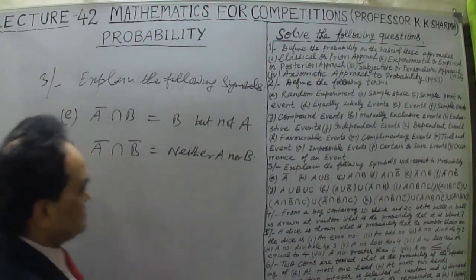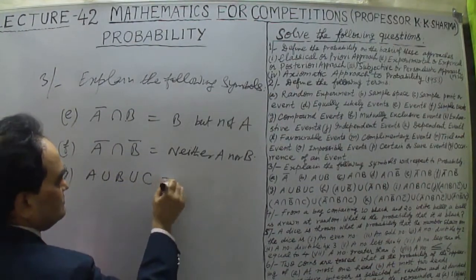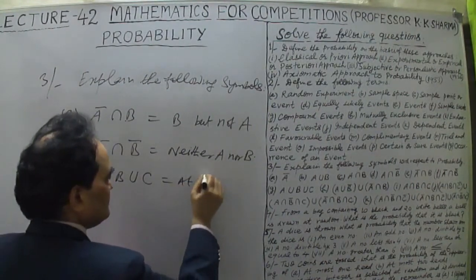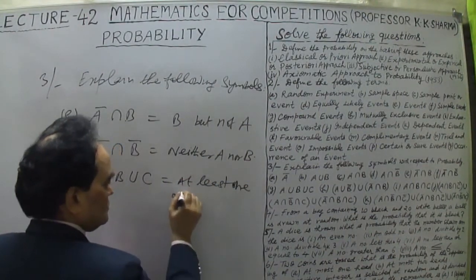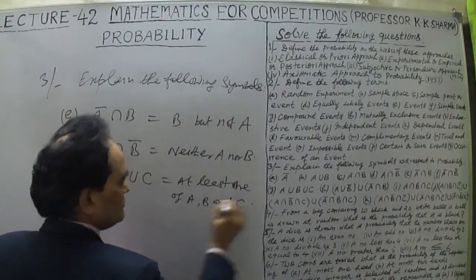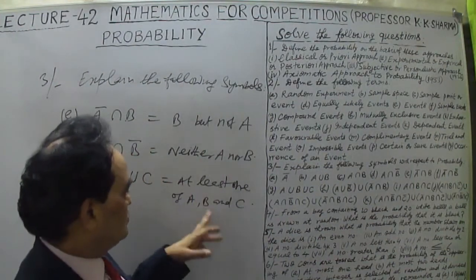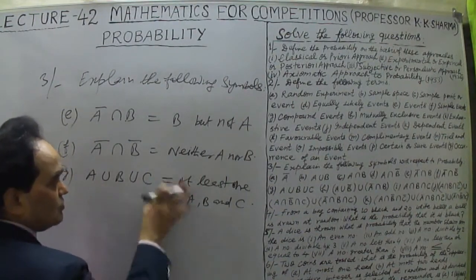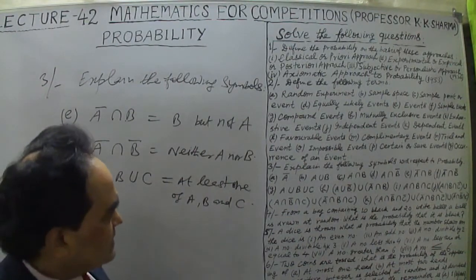Then G. What is G here? A union B union C. That means at least one of A, B and C. Either A or B or C or all. So at least one of them, and all of them are also possible. Now H.